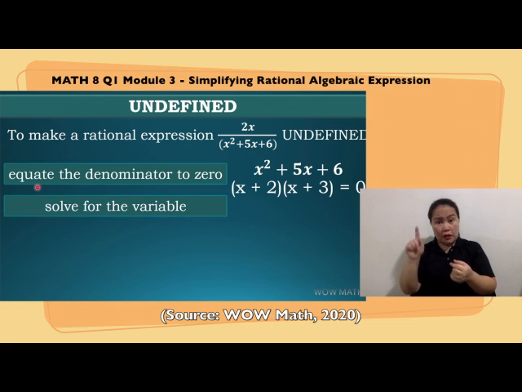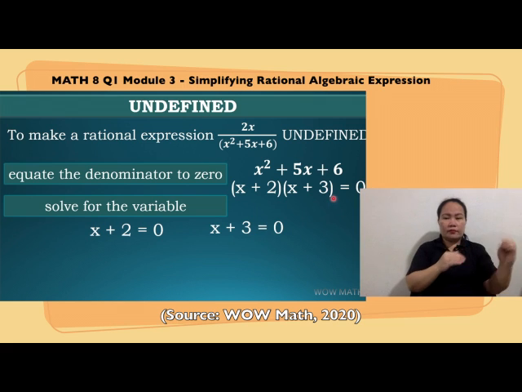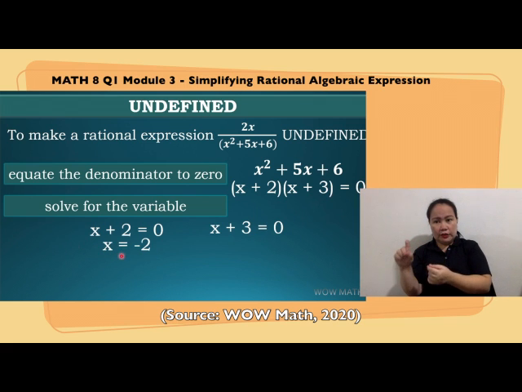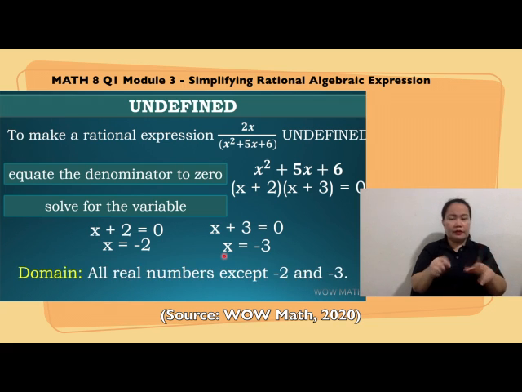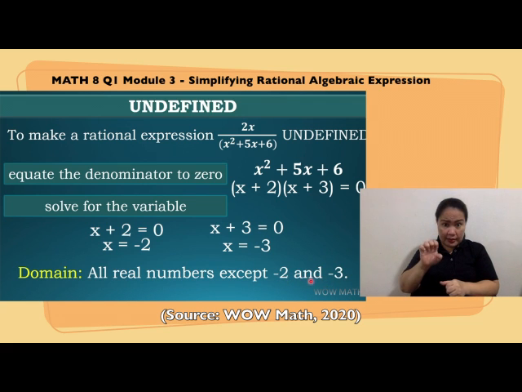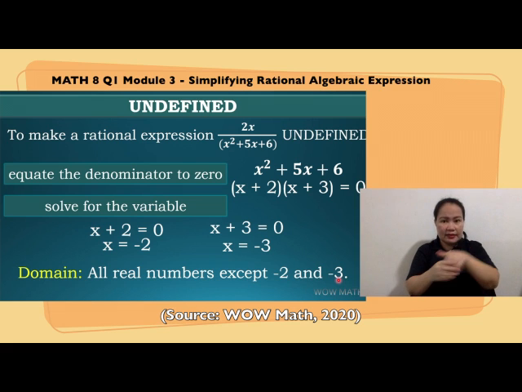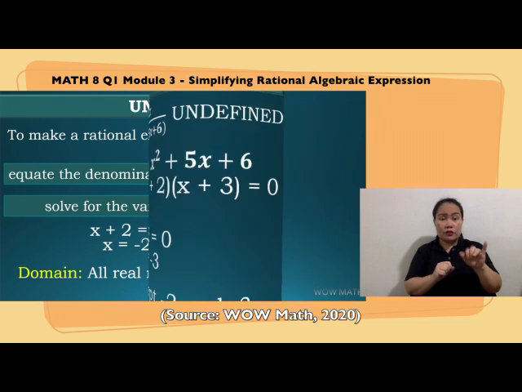So, next is solve for the variable. Now, since dalawa yung factors natin dito, therefore, dalawang value ng variable ang restricted natin dito. So, we will have, the first one is x plus 2 is equal to 0, based dito sa nakuha natin. So, x plus 2 is equal to 0, and the other one is x plus 3 is equal to 0. Now, we will solve for x, so we will have x is equal to negative 2, and x is equal to negative 3. So, therefore, our domain will be all real numbers except negative 2 and negative 3. So, itong negative 2 and negative 3, ito yung restricted values natin na hindi siya pwedeng ilagay dun sa x kasi that will make your rational expression undefined.